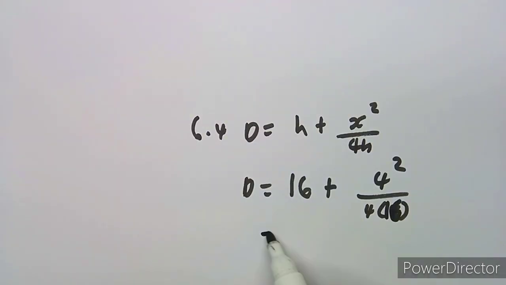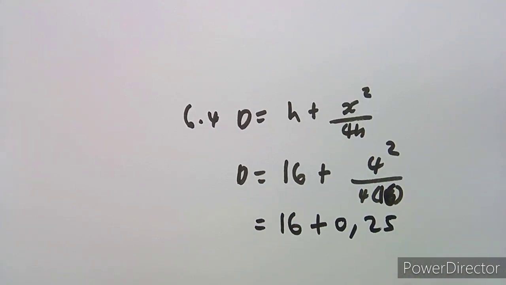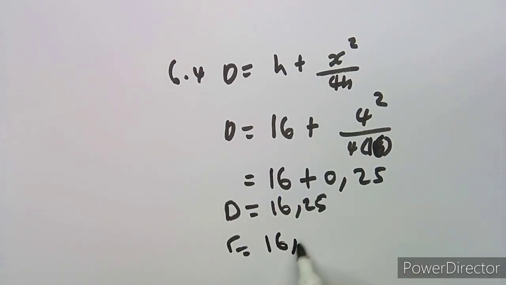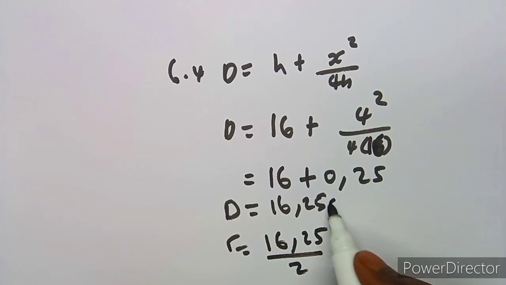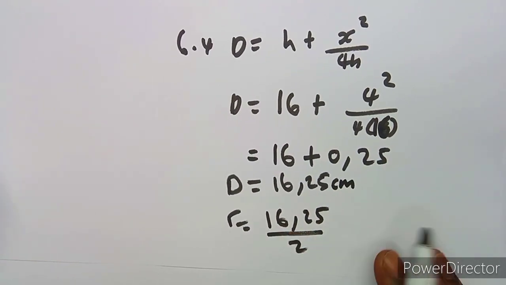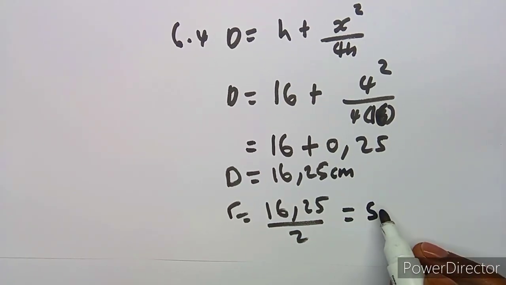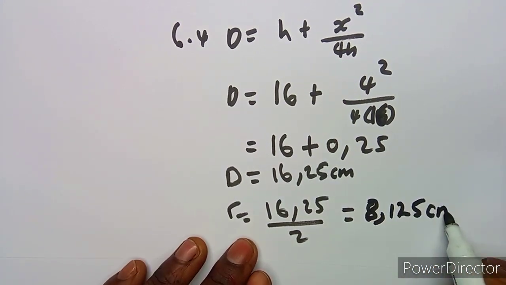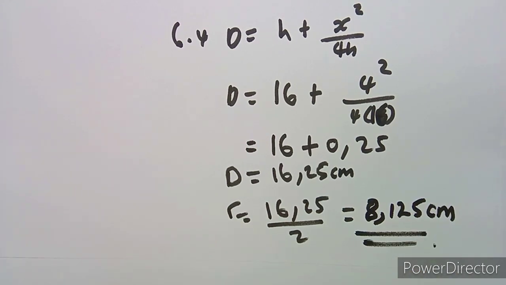Okay, so we are going to have 16 plus, to simplify this properly, 0.25 or 1 over 4. So it's going to be 16.25 as our diameter, but we said we need the radius. So the radius is diameter over 2, so it's 16.25 over 2. This is in centimeters. If we divide by 2, this is going to give us 8.125 in centimeters. That is now the radius.